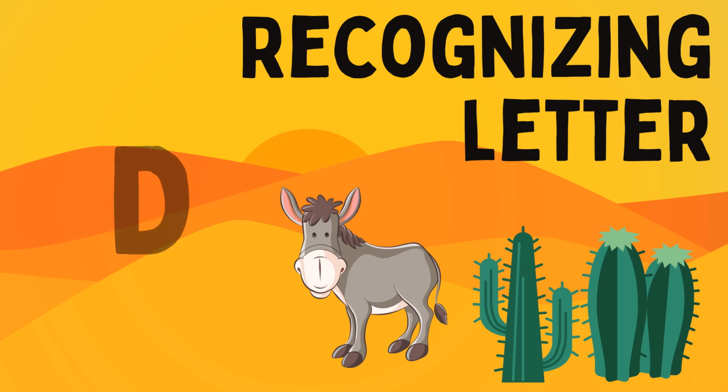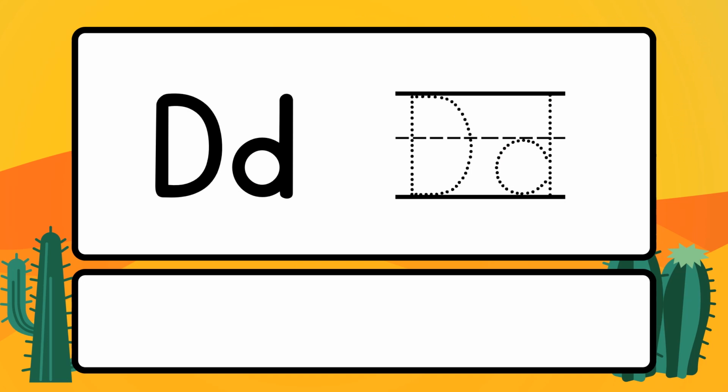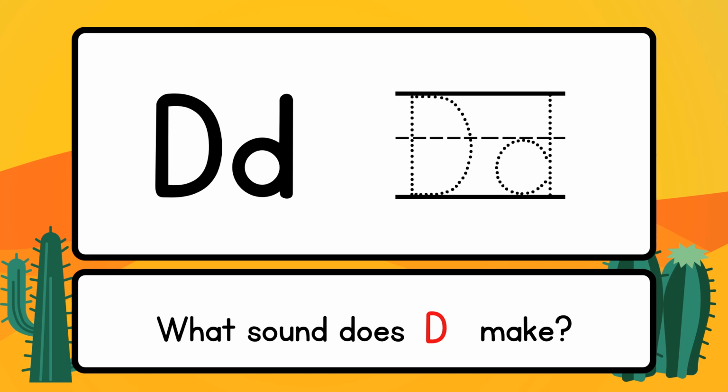Now, let's recognize the letter D, capital or big letter D. Big letter D and small letter D. Let's write the letter D. Start here, 1, then 2. Small letter D, start here, 1, make a curve, then 2. Now, what sound does D make? D says D, D. Please repeat, children. Good job. D.